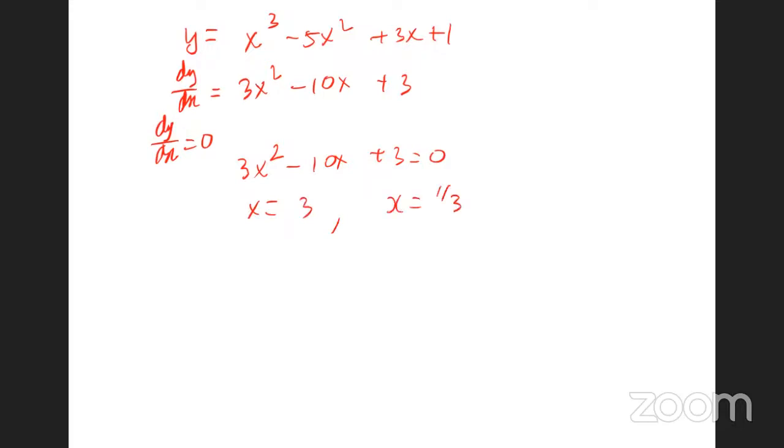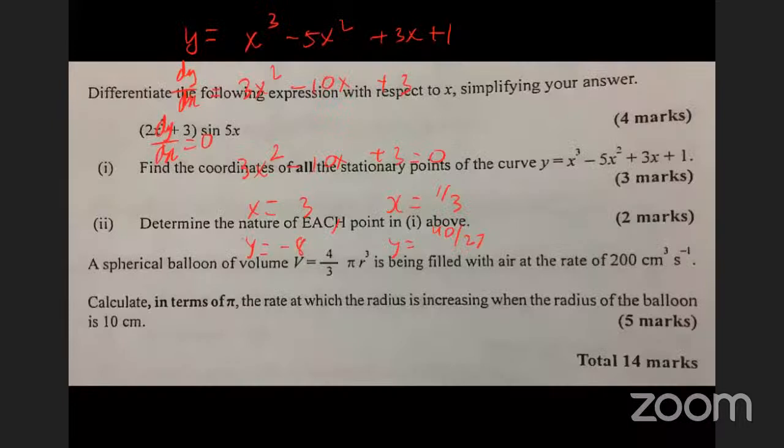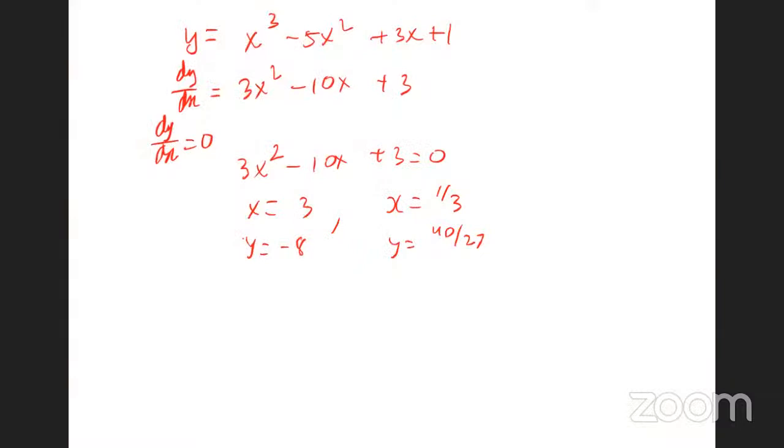And what was the corresponding y value? Minus 8 and 40/27. You need the y value because they are actually points. You're supposed to find the y values as well, because they ask for all the stationary points. And then the last part, nature.